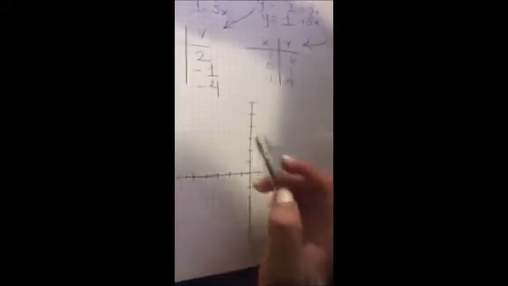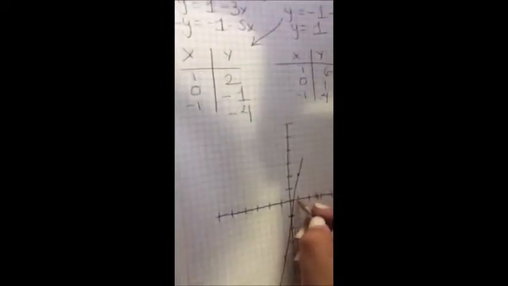The next step is pretty easy. We just need to graph these points: 1, 2; 0, minus 1; minus 1, minus 4. And then we join these points, making a line. Then exact same thing with this one: 1, 6; 0, 1; minus 1, minus 4. And we made another line.